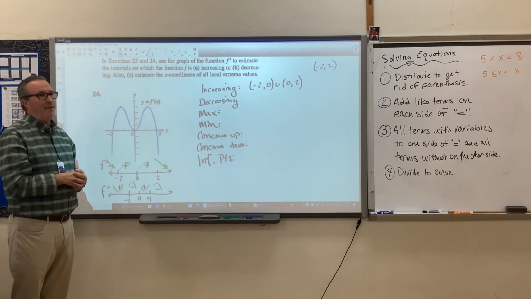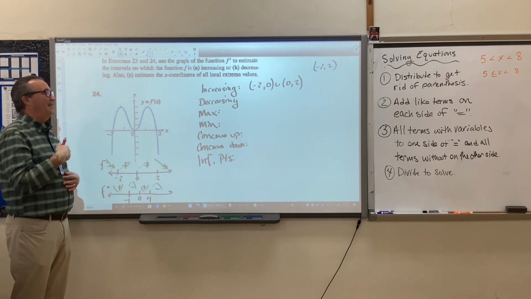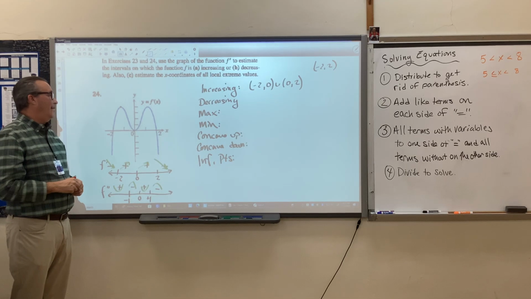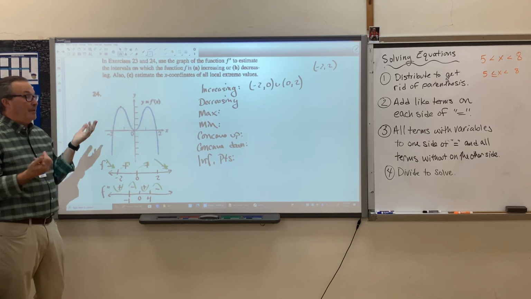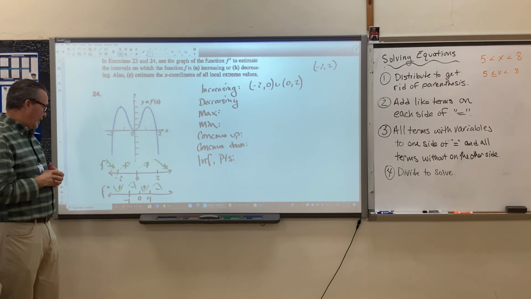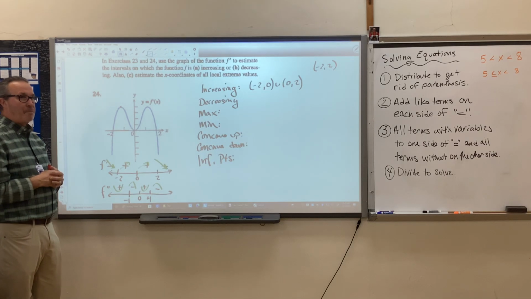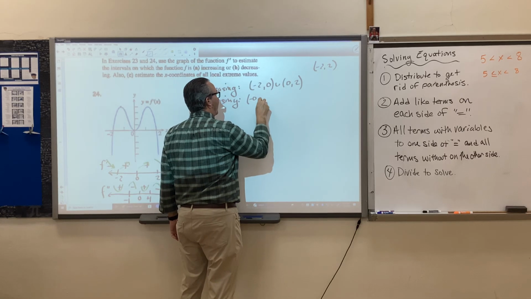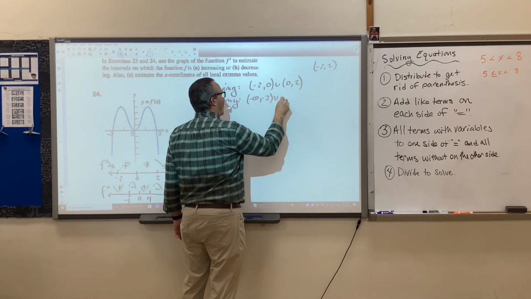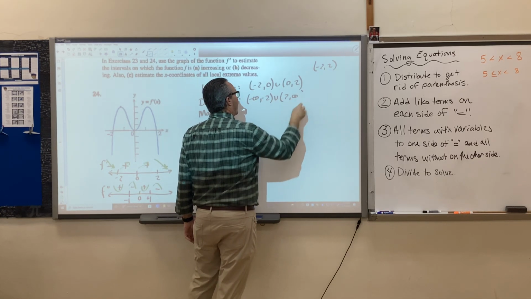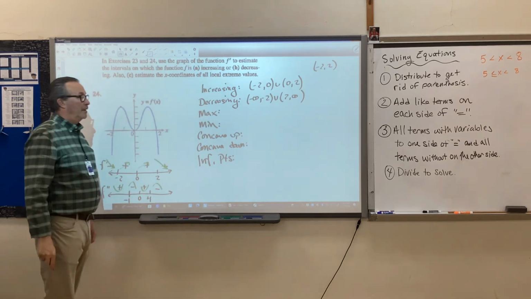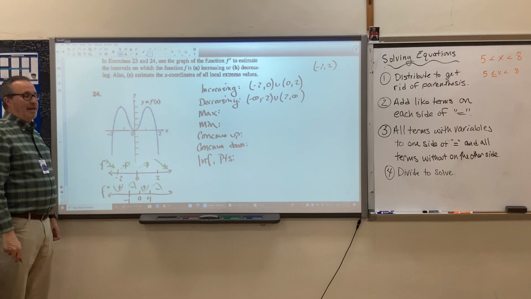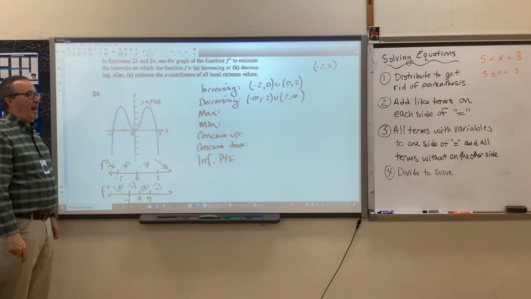So your answer's probably better than mine, but I've always separated those two. I would not lose a point on the AP exam, but that's what I always do. When is it decreasing? Negative infinity to negative 2, and 2 to positive infinity. Good. Would your answer be wrong on the exam? No, it would not be wrong. Okay, so both are acceptable.